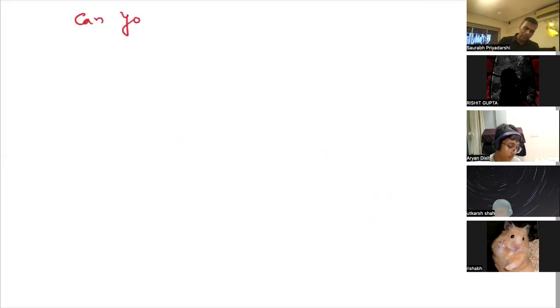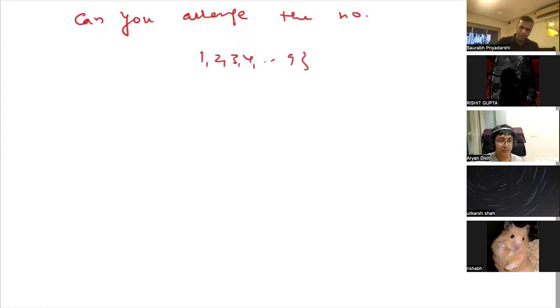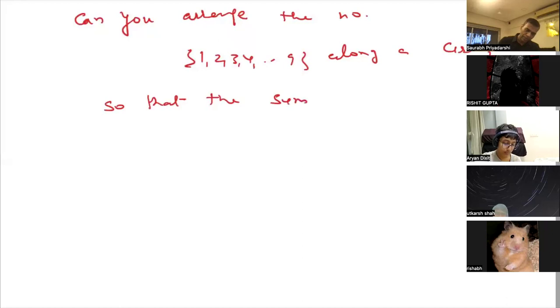Can you arrange, or I could ask the number of ways of arrangement, but I'm just asking, can you arrange the numbers 1, 2, 3, 4 up to 9 along a circle so that the sum of two neighbors is never divisible by 3, 5, or 7?